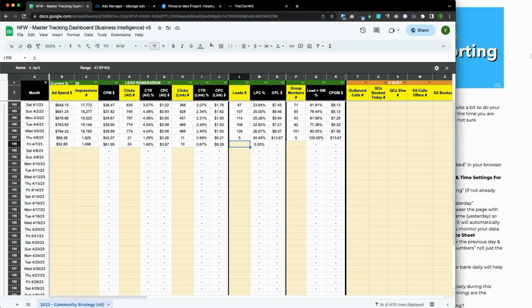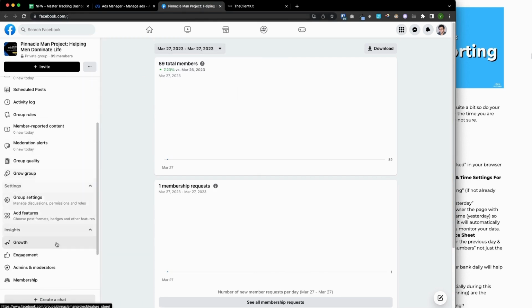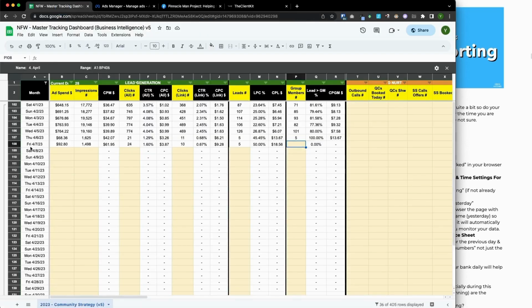And so I would come over here, I would put a 5 right there, and then I would go over to the Facebook group, and then I would select the actual day. So I'd go over here, left side, growth, and then you do custom, and then you select whatever that date is. So in this case, we would be selecting the date of 4/7.